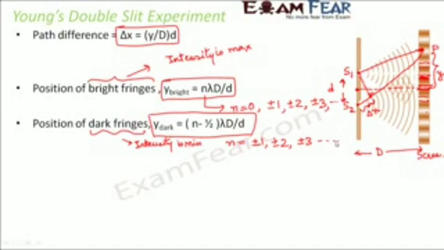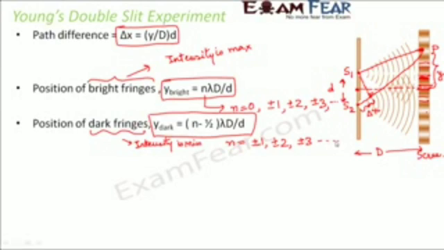So if we put n equal to 0 in this case, then the position of the dark fringe will be equal to minus 1 by 2 lambda capital D by small d. So in this case, the value of n starts from plus minus 1, plus minus 2, plus minus 3 and so on.